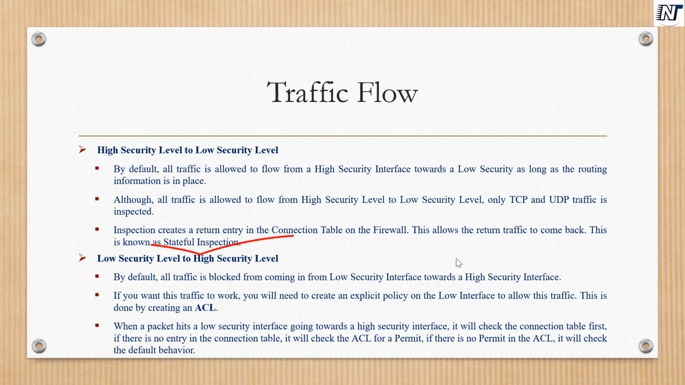How about low to high? By default, all traffic is blocked from low to high. You can make that exception by explicitly creating an ACL. If your packet comes as return traffic, it first checks the connection table. If the connection table doesn't have it, it will check the ACL for permission. If nobody has the entry, it's going to block it. Alright? So that is the default traffic flow through the firewall.